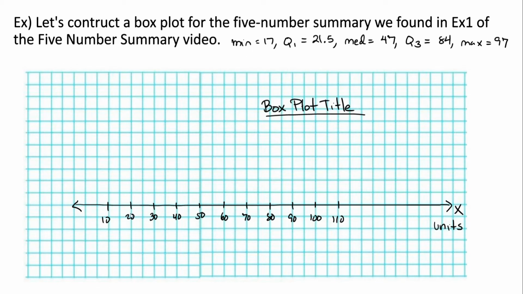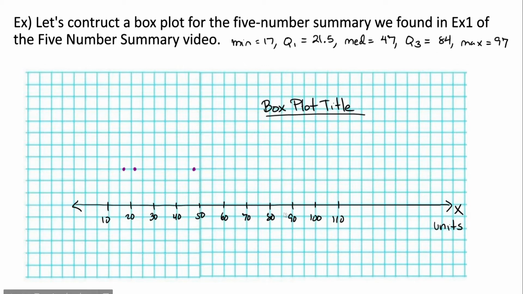So our minimum is at 17, so that's going to be a little bit closer to 20, between 10 and 20, closer to 20. Q1 is 21.5. So that's going to be between 20 and 30, but pretty close to 20. Our median is 47, so that's going to be between 40 and 50, but closer to 50.